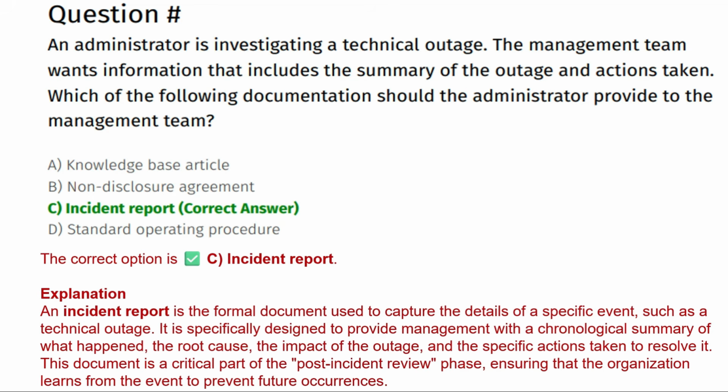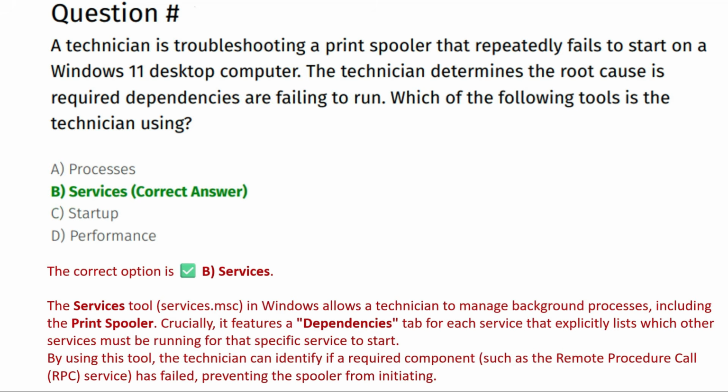It is specifically designed to provide management with a chronological summary of what happened, the root cause, the impact of the outage, and the specific actions taken to resolve it. This document is a critical part of the post-incident review phase, ensuring that the organization learns from the event to prevent future occurrences. So that's why the correct answer for this question is option C, incident report. So let's move to the next question.